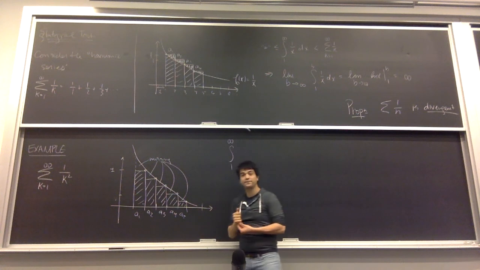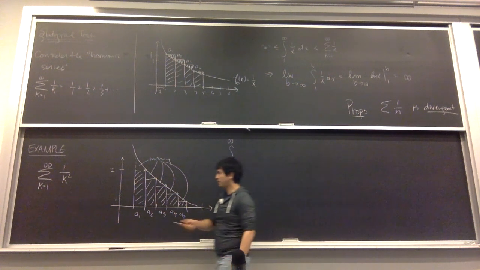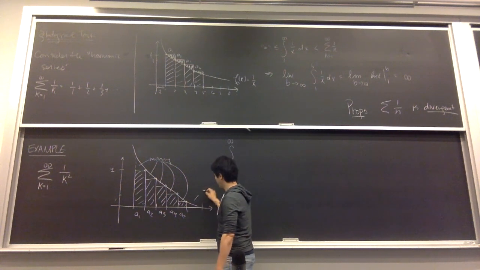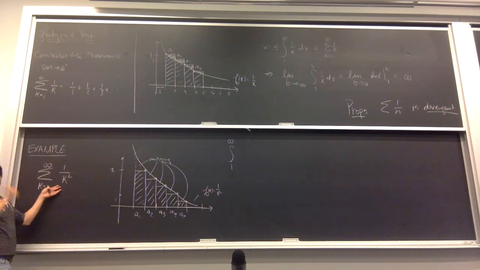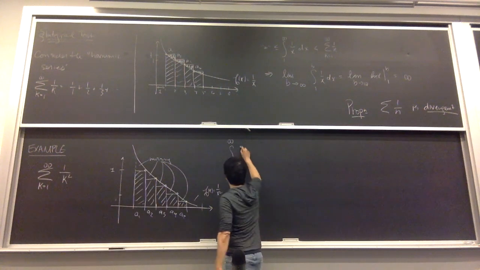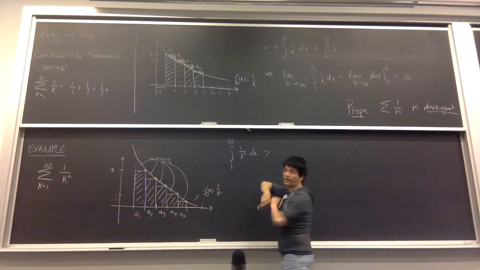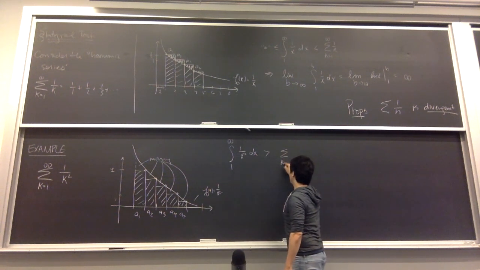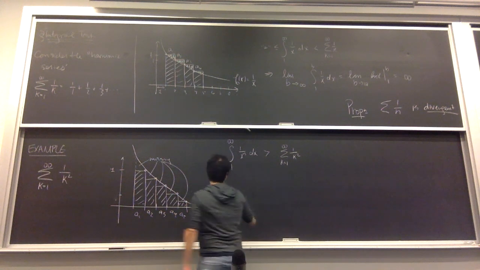So what's this curve? Yeah, 1 over x squared. So this curve is given by 1 over x squared. It's usually just the summand itself, expressed as a function. Okay, so I have the integral from 1 to infinity of 1 over x squared dx. This is going to be greater than the area of the sum from k equals 1 to infinity of 1 over k squared. So let's work this out.